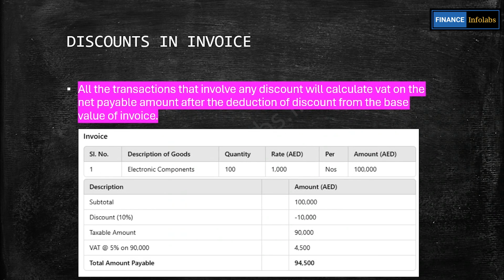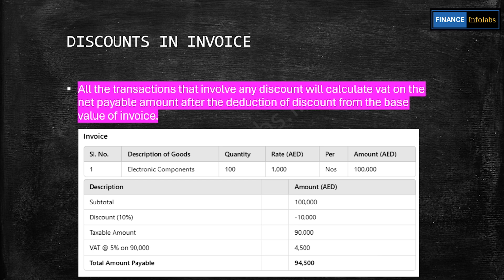In the UAE, for VAT purposes, when a discount is applied to a transaction, VAT is calculated on the net payable amount after the discount is deducted from the base value of the invoice. This ensures that the VAT is calculated only on the actual amount the customer needs to pay, rather than the original invoice amount before the discount.